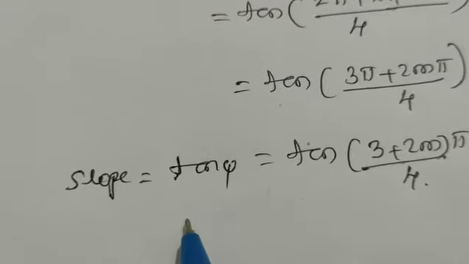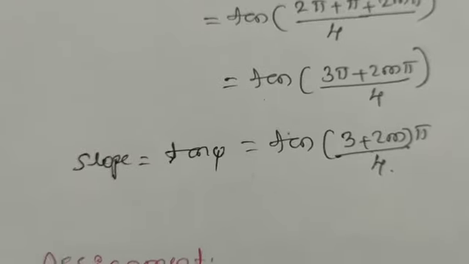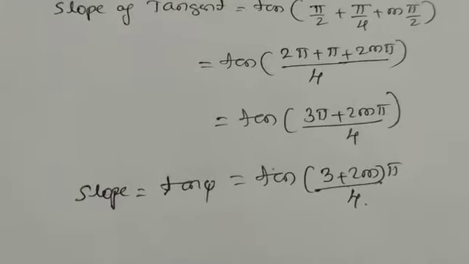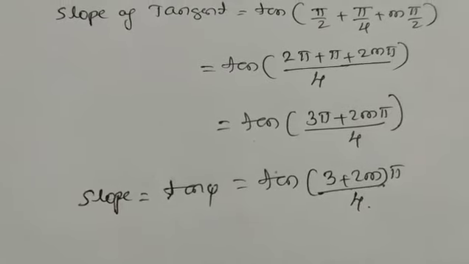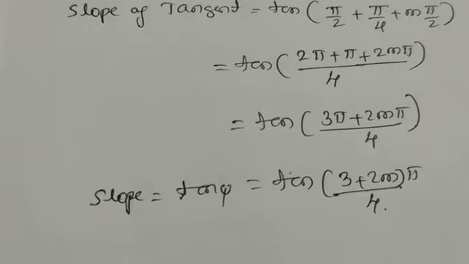This is the slope of the tangent to the given curve at the given point. I hope you understood this one. It's very easy. Both are the same. Only one step is different while you are finding the angle between the radius vector and the tangent to the curve, and the slope also. These two are the same.